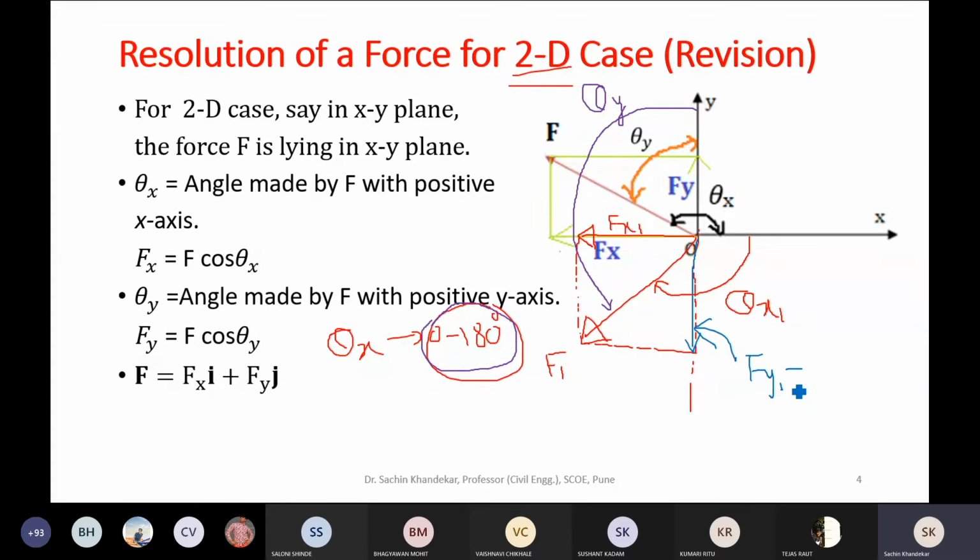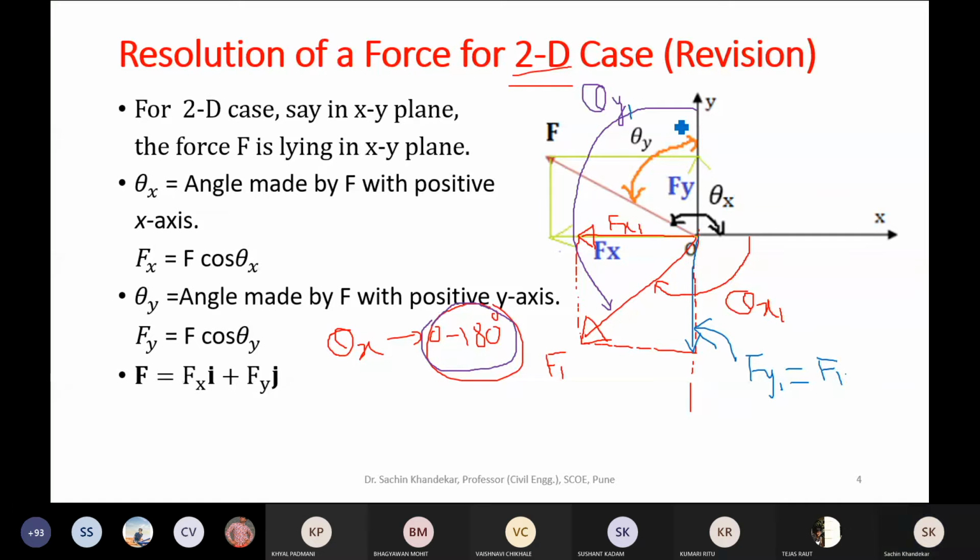This is Fy1. And what should be its magnitude? F1 into cos theta x1. No, not cos theta x, sin theta x1. Now please note that you never express the component in terms of sine. That's what I told you. Did I mention sine here anytime? Never.